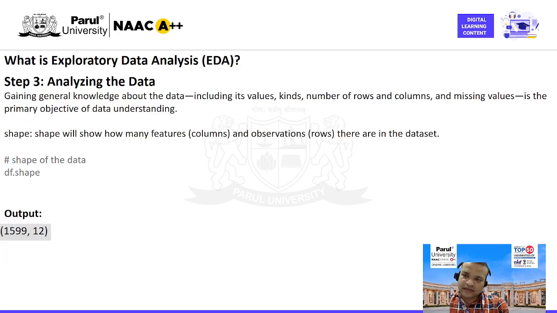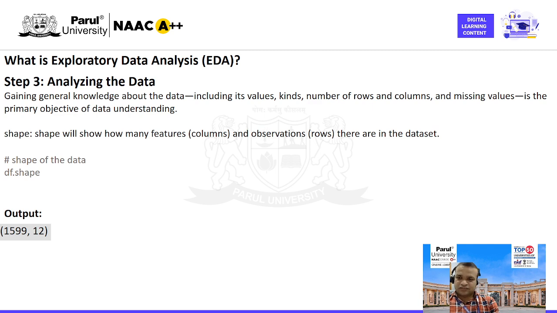Step number three, analyzing the data. Gaining general knowledge about the data, including its values, kinds, number of rows, number of columns, and missing values, is the primary objective of data understanding.